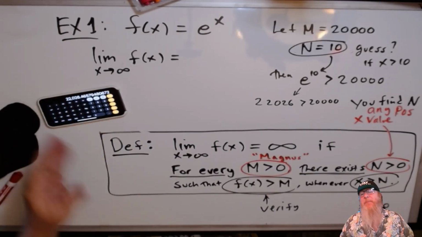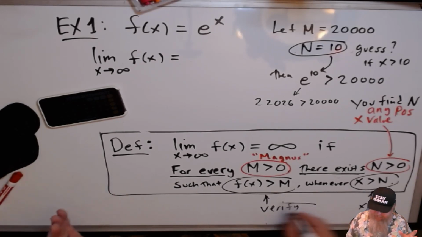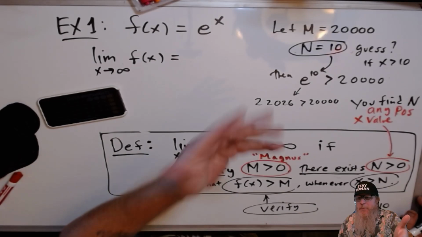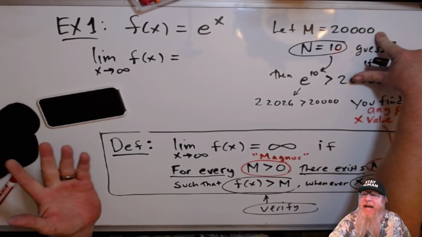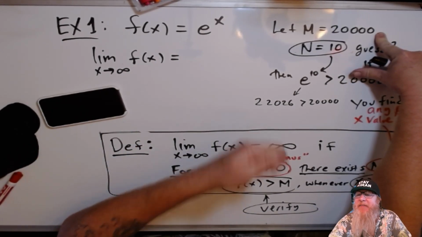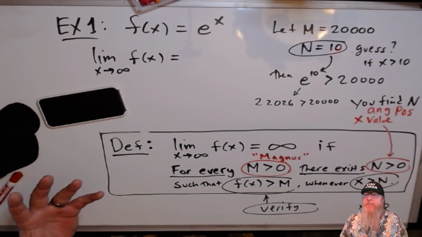Now, that was not a proof. This is just an example. You can call this a verification, not a proof. To prove it, you would have to be much more general. You couldn't pick a specific M. When you pick a specific number, you're just verifying that it's true. It's getting very large.